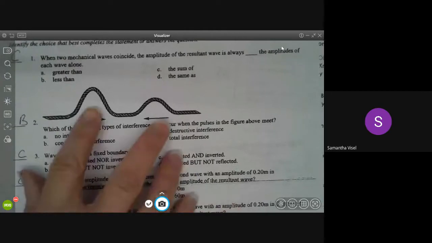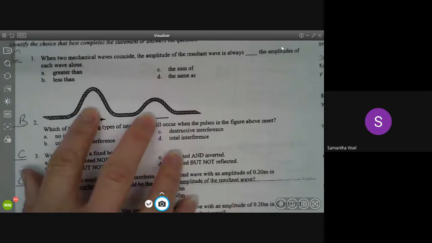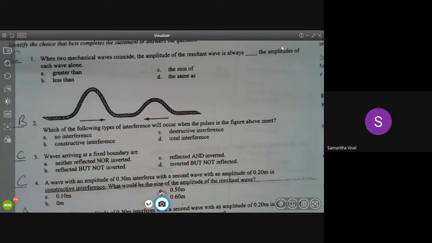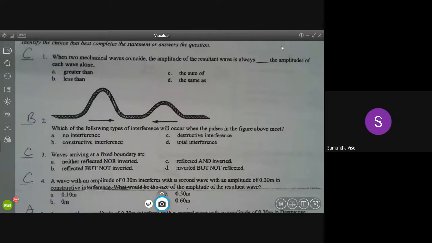So which of the following types of interference will occur when the wave pulses in the figure above meet? So here they're both on the same side of the equilibrium line. We have two crests that are about to meet. So when two crests meet, they always just add together. Or if two troughs meet, they always just add together. If they're both on the same side, we're just going to straight up add. So this is constructive interference for B.